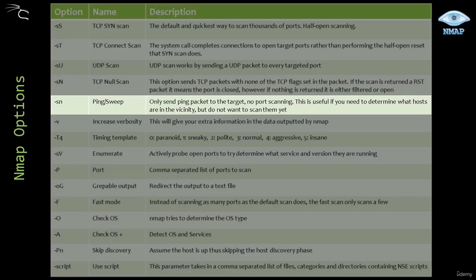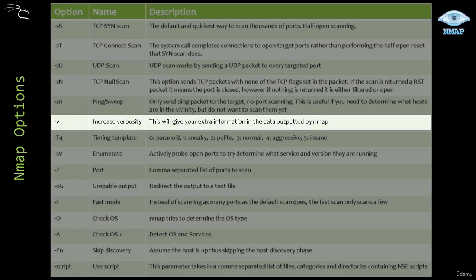The -sn option stands for pinging or sweeping the target. Here we are just pinging the target to know if it's alive. If it is alive, we might take into consideration the next step of scanning it. So it's just probing the network without actually scanning. The -v option is to increase verbosity. This will give us extra information and progress information about our scan.